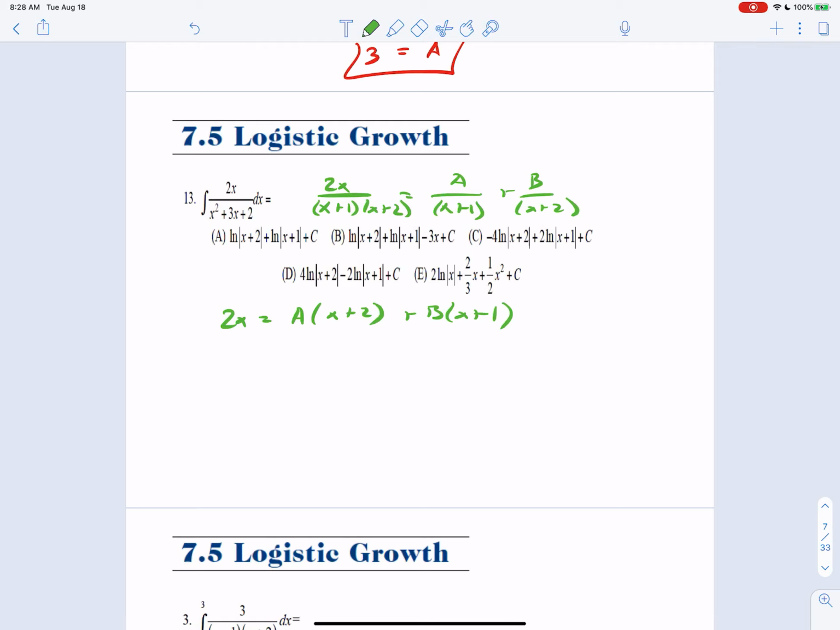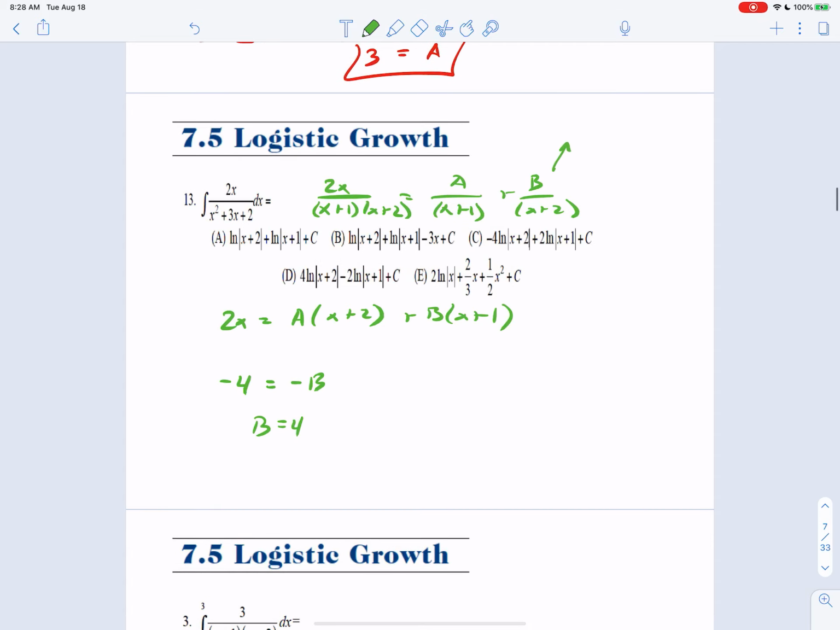If I let x equal -2, I'll get -4 equals -b. So b comes out to 4. Okay, so right away, if I know that b is 4 and I integrate that, I should get 4 natural log of x plus 2.